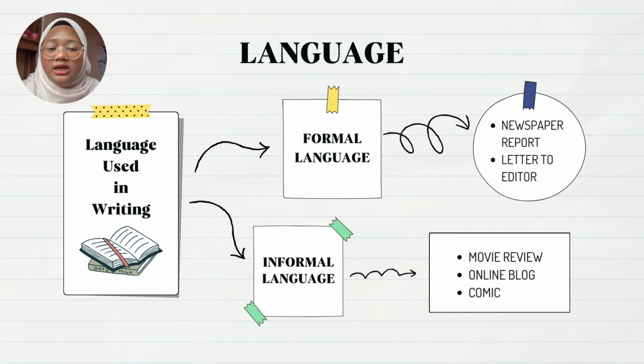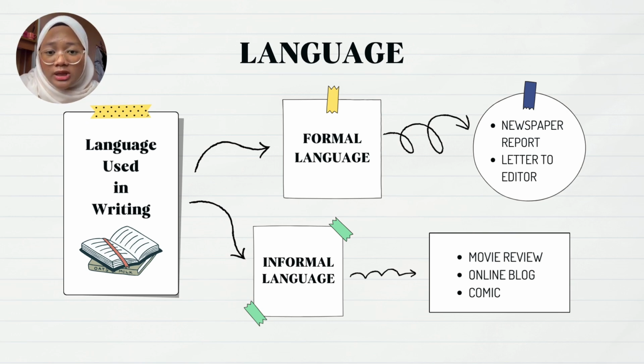Next, I'll be explaining the aspect of language in writing. Choosing the right language in writing is important as it helps the target audience to reach their reading purpose. For example, someone who reads a storybook tends to find it as enjoyment. So, the language used in a storybook should be simple rather than the use of language in academic writing to help them engage with the story. So, based on the types of text given, I've analyzed the texts that use formal language are newspaper report and letter to editor. Meanwhile, the texts that use informal language are movie review, online blog, and also comic.